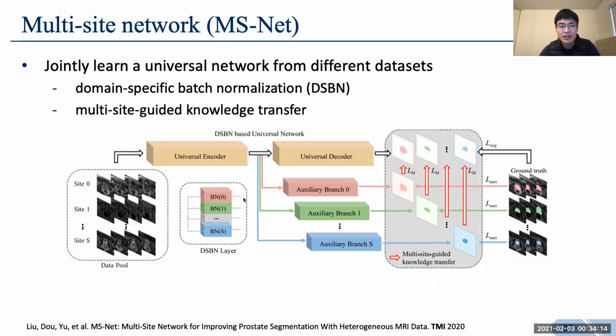And to better learn the shared knowledge of different datasets, we also propose a novel learning technique, that is the multi-set guided knowledge transfer. Specifically, we add some auxiliary branches into the network, and each branch learns the knowledge from each set's data. And then we also have a universal decoder, and we use the knowledge distillation mechanism to transfer the knowledge from the auxiliary branches to the universal decoder, so that the universal decoder can better learn the shared knowledge of different set images. And in the testing phase, we can discard the auxiliary branches and only preserve the universal encoder and the universal decoder.